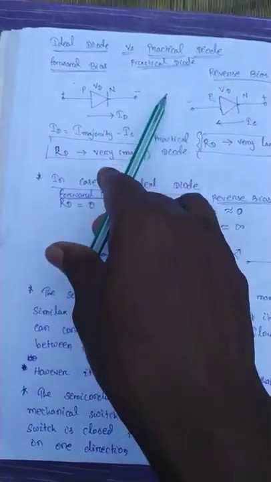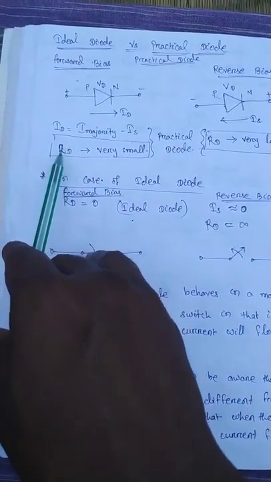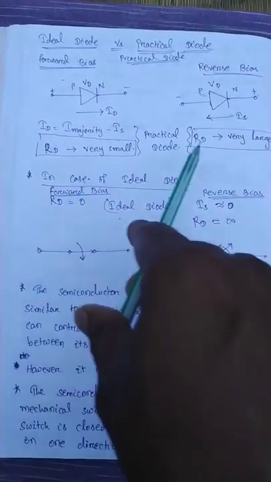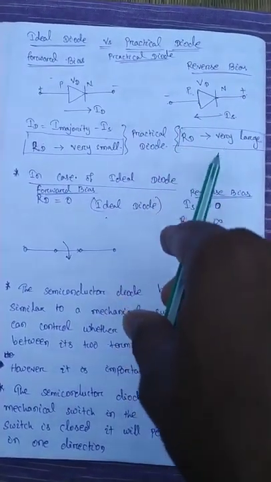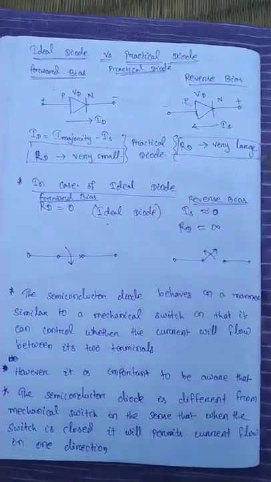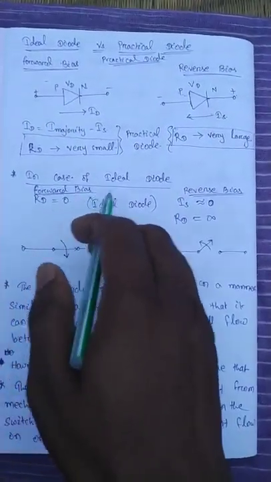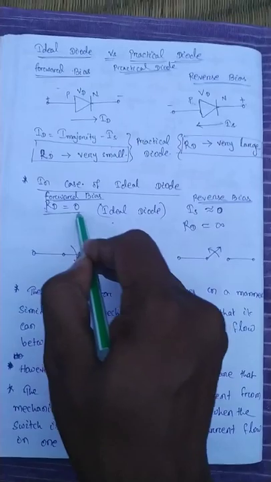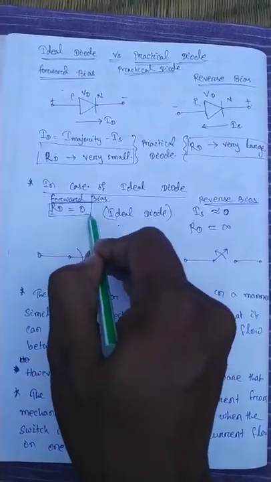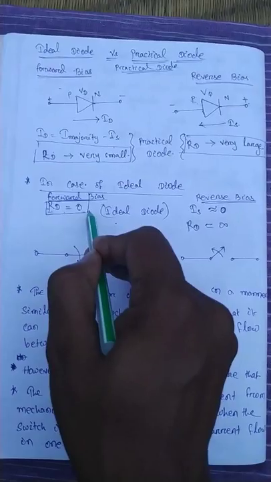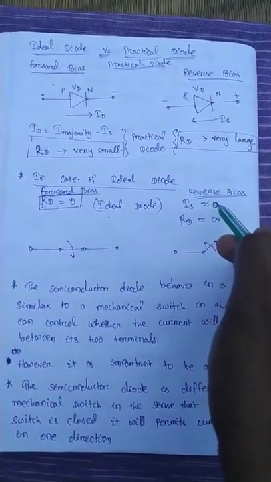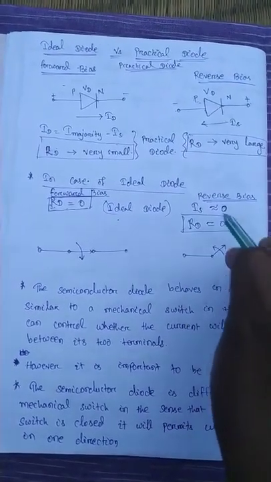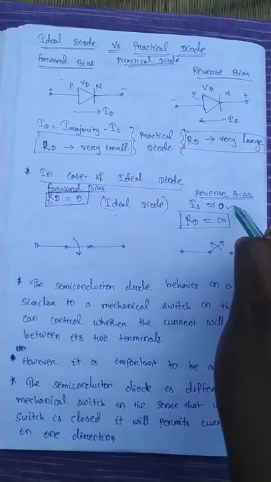So in case of practical diode, in forward bias, the resistance provided by the diode, Rd, is very small, and in reverse bias, the resistance provided by the diode, Rd, is very large. But in case of ideal diode, the resistance provided by the diode in forward bias is 0, the Rd is 0. And in case of reverse bias, the Rd is infinite. That means it will provide an infinite resistance path and the current flowing through the diode is 0.